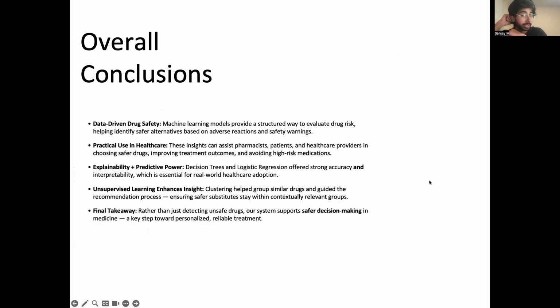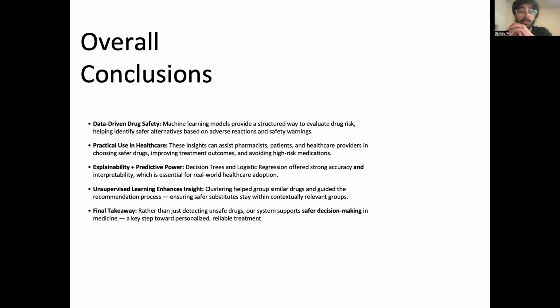To summarize, what we did was data-driven safety, where machine learning models provide a structured way to evaluate drug risk. We classified whether a drug is safe or not, so we used supervised learning to do that. And then the healthcare applications: these models can help pharmacists and doctors to offer safer alternatives.